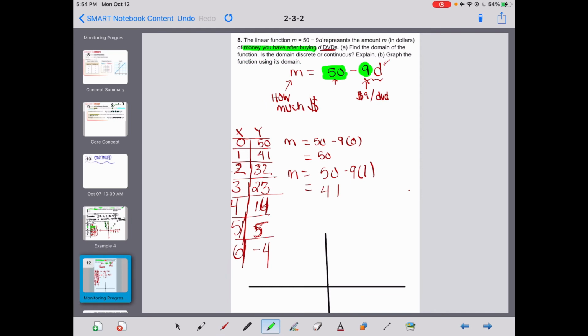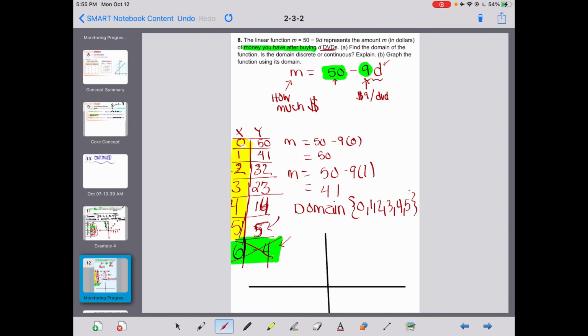All right, so there are the rest of your values. Notice when we got to 6 DVDs, we have a negative value. We can't have negative money. So we want to cut that out of our graph and our domain. We can now easily list the domain values. We can only buy up to 5 DVDs, and our domain is the X's. So I'm going to list my domain, which is possible number of DVDs. So 0, 1, 2, 3, 4, and 5 DVDs. I'll have $5 left by the time I get there.